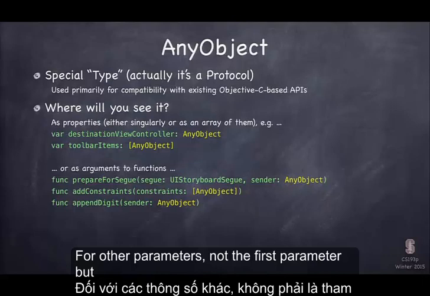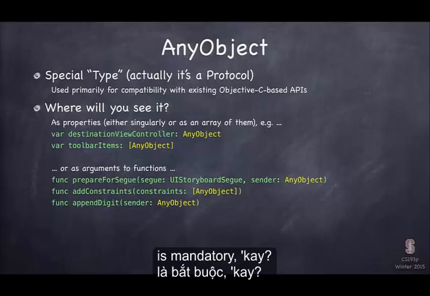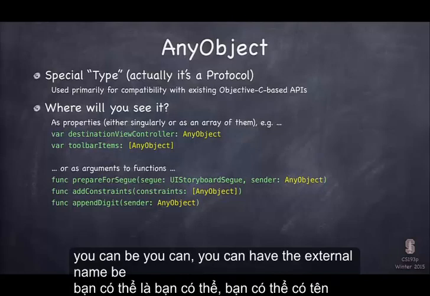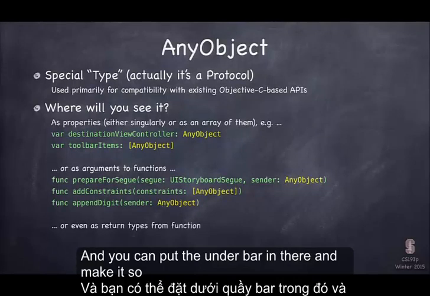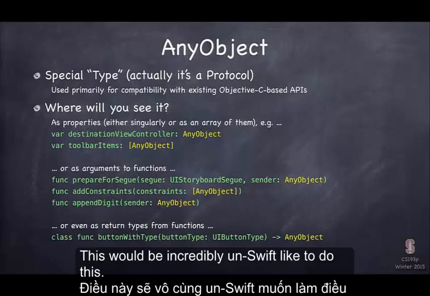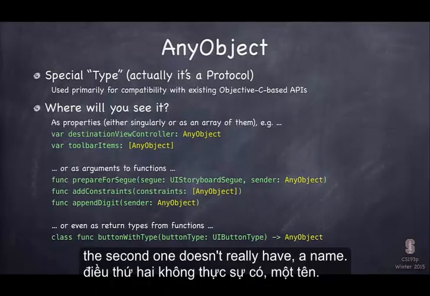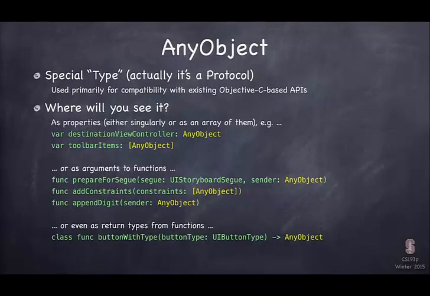And even in append digit in calculator, remember when we control-dragged the button to make append digit? And I made a big deal of saying, change that from any object to UI button. Well, if you hadn't changed it, you could have ended up with append digit sender any object. It also can even be the return type for functions. Like that button with type I talked about a few slides ago, it actually returns any object. It doesn't return a UI button. You'd think it would, but it doesn't. It returns any object. So you're probably like, what the heck is going on? Why would we be passing around these pointers? We don't even know what these things are.